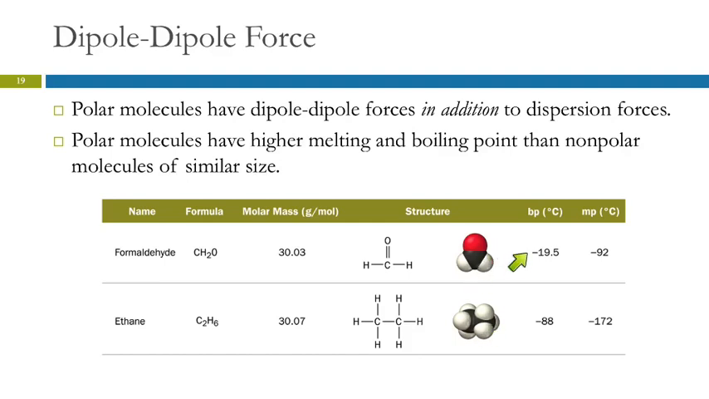So we can compare boiling point and melting point. So this boils at minus 19.5 degrees Celsius. This boils at minus 88. This higher boiling point, the melting point is also higher, is because of the dipole-dipole force that is also present in addition to the dispersion force. That make sense?